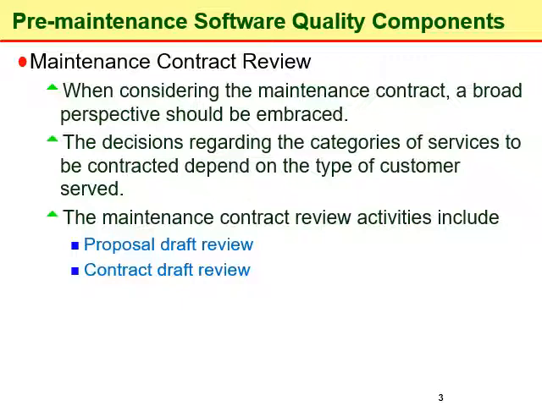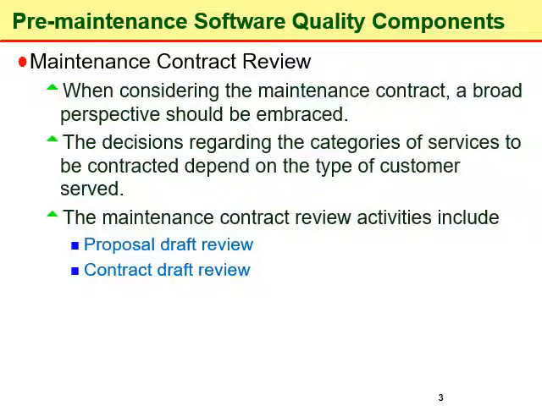When considering the maintenance contract, a broad perspective should be taken into account. More than anything else, decisions are required about the categories of services to be contracted. These decisions depend on the type of customers served. For example, customers for whom a custom-made package has been developed, customers who purchase a commercial off-the-shelf component, and internal customers. So before starting to provide software maintenance services to any of these customers, an adequate maintenance contract should be finalized that sets down the total range of maintenance obligations or responsibilities according to the relevant conditions.